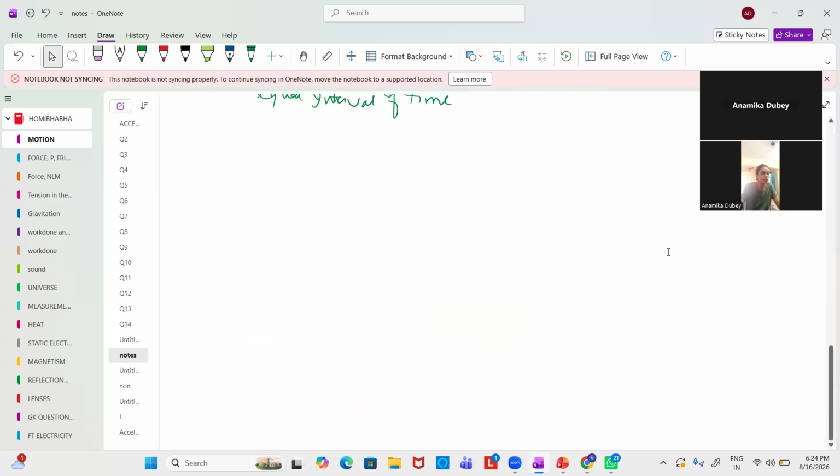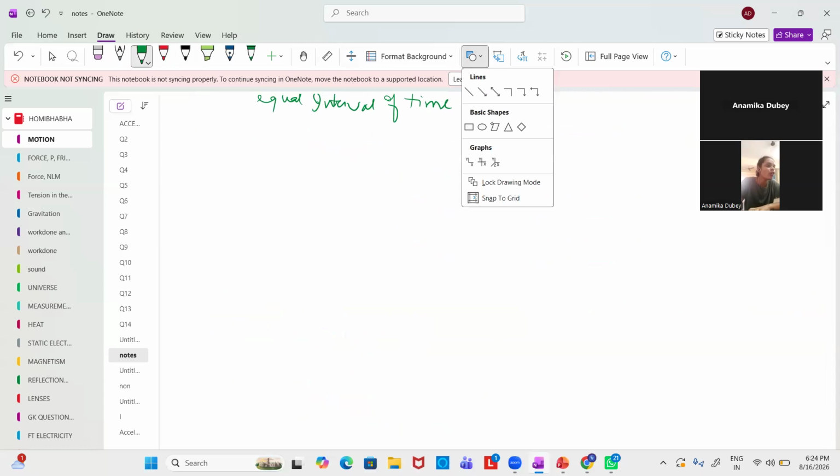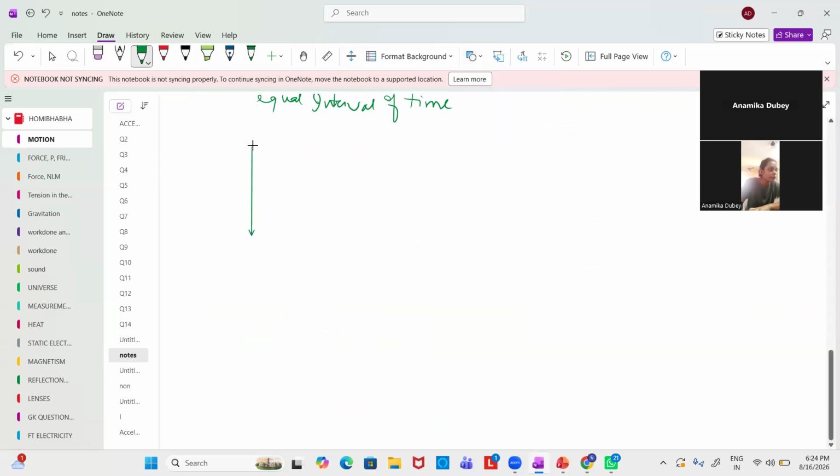Now, if we are studying uniform and non-uniform motion without discussing the graph, we cannot solve it. Now, if I'm drawing a graph like this, just a second. So I'm drawing this graph here.